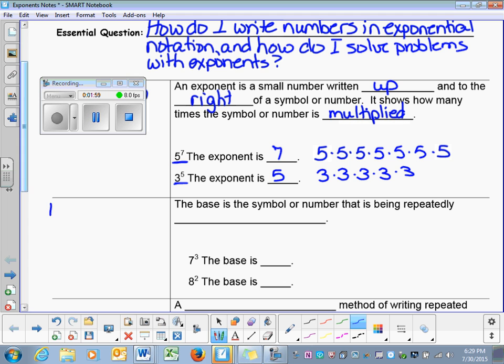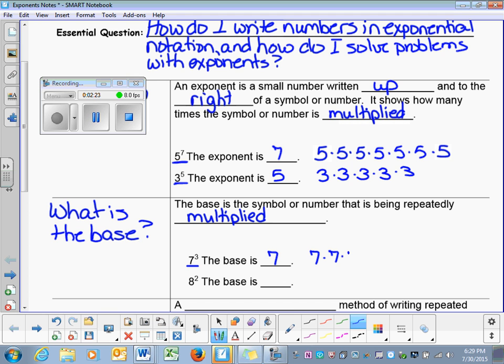What is a base? The base is the symbol or number that is being repeatedly multiplied. So in this example, the base is the 7. Okay, 7 to the 3rd power, or 7 cubed. That means 7 times 7 times 7. Okay, 8 squared, or 8 to the 2nd power, the base is the 8. And this means 8 times 8.